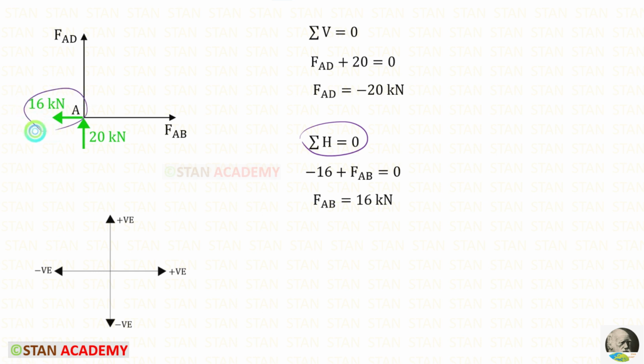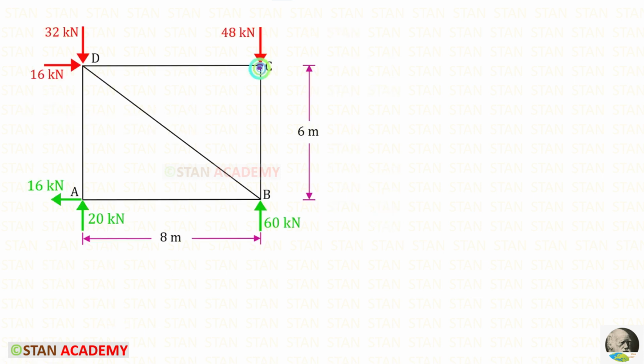16 is acting towards the left side, so it will be negative. FAB is acting towards the right side, so it will be positive. For FAB, we will get 16 kilonewton. Now let us take the joint C and find the member forces.